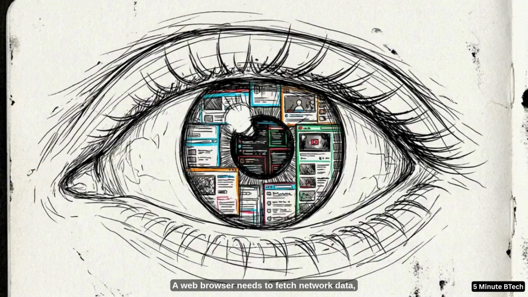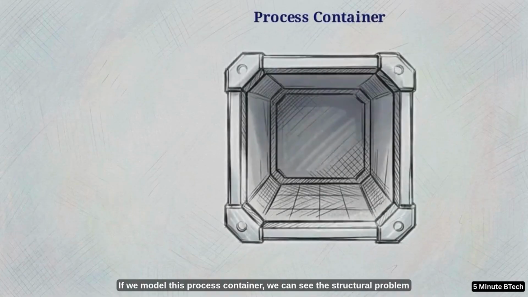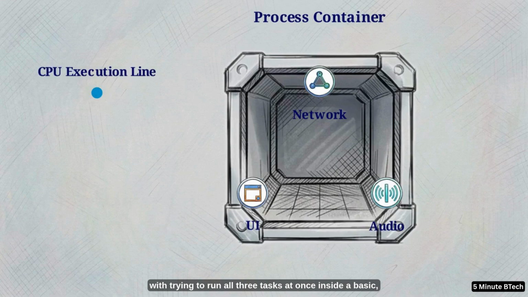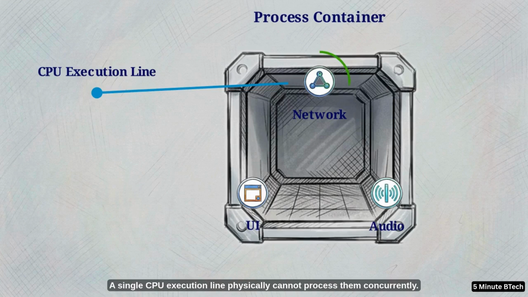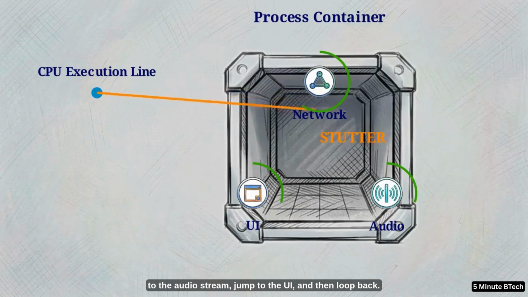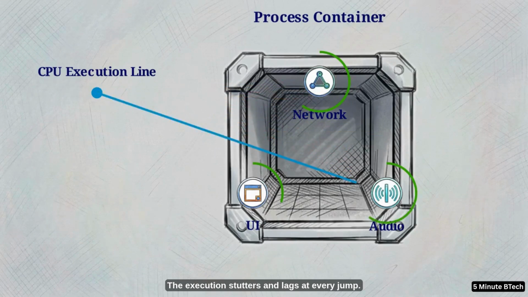Modern applications, however, are rarely doing just one thing at a time. A web browser needs to fetch network data, play an audio stream, and render a user interface simultaneously. If we model this process container, we can see the structural problem with trying to run all three tasks at once inside a basic single-line architecture. A single CPU execution line physically cannot process them concurrently. It has to execute a piece of the network request, jump to the audio stream, jump to the UI, and then loop back. The execution stutters and lags at every jump.